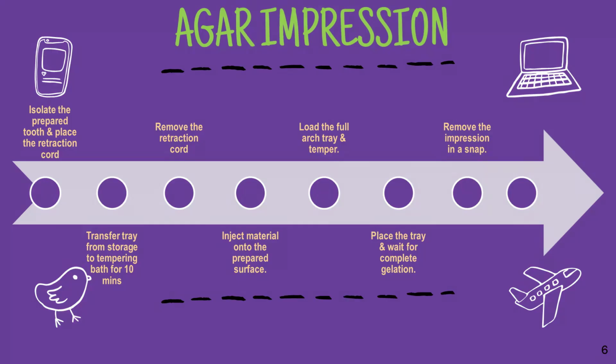You remove the retraction cord. You inject the syringe material onto the prepared surface. Load the full arch tray with the tray consistency material and you temper it. Place the tray inside the patient's mouth and wait for the tray to gelate. And once you make sure that the entire material has gelated, you remove the impression in a snap.